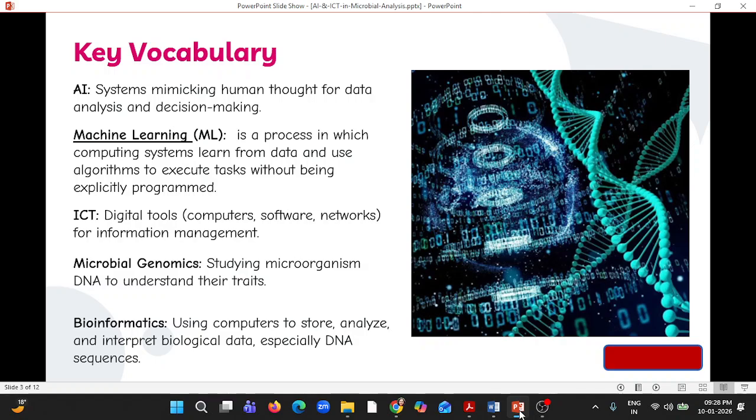The next terminology, that is ICT, information and communication technology, which includes digital technologies like computers, software, mobile devices, and internet network used to collect, store, process, and share the information. In teaching and research, ICT enables online learning platform, virtual laboratories, data sharing, and effective communications.